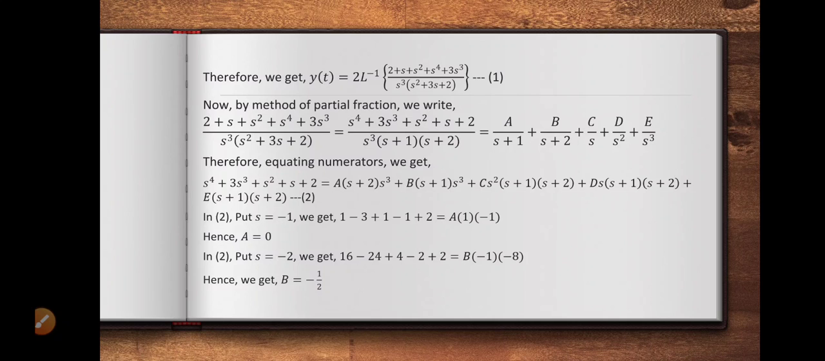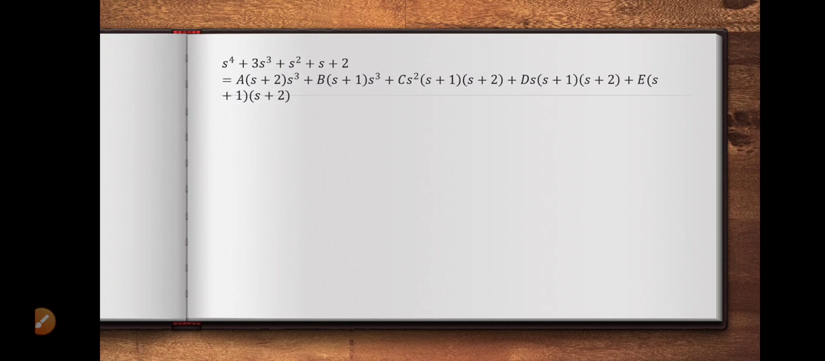Now you have the values of 2 constants out of the 5 constants. Now put different values of s to get the values of the constants C, D and E. Here we have used minus 1 and minus 2. Now we will use s equal to 0, s equal to 1 and s equal to 2 to get the values of C, D and E. So if we put s equal to 0, we get the value of E as 1.